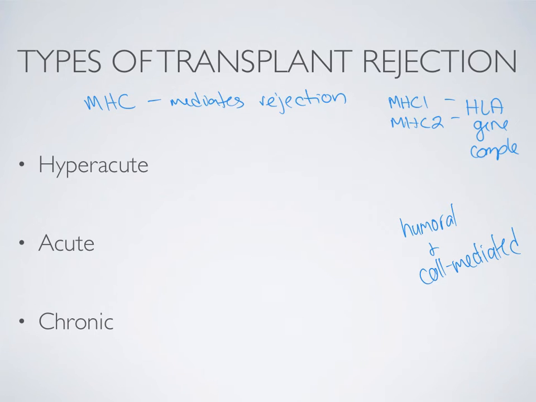So the first type is hyperacute. Hyperacute tissue rejection happens if you have preformed antibodies. So if in your blood you have antibodies that happen to bind to antigens on the donor tissue, as soon as that donor tissue is in your body, those antibodies are already there. They're going to swarm in. They're going to clog the blood vessels. They're going to bind to the tissue. They're going to trigger inflammation. You're going to have total rejection within seconds to minutes.